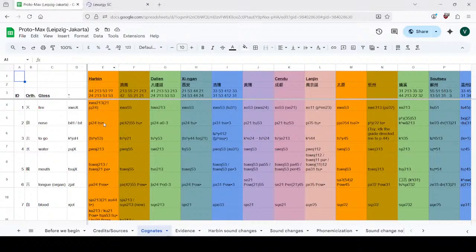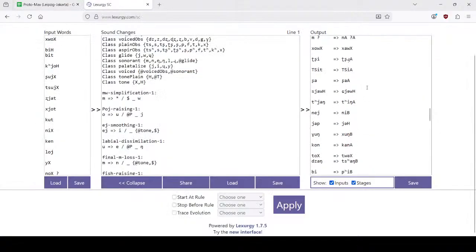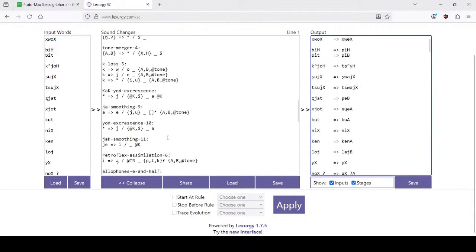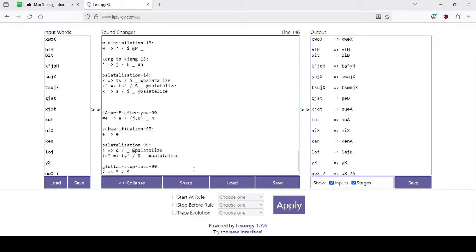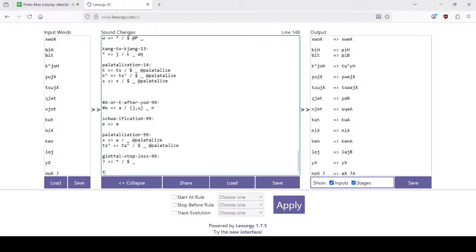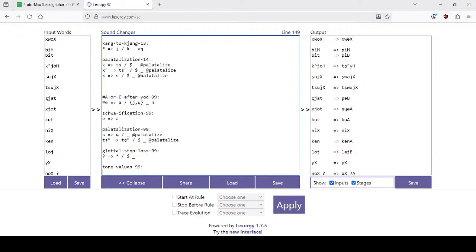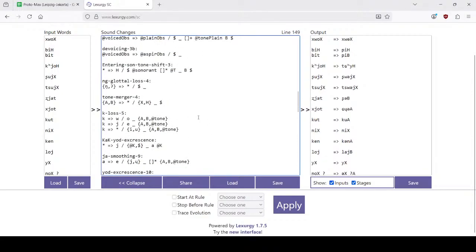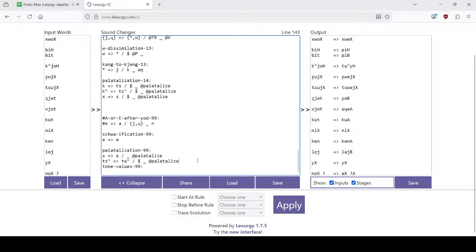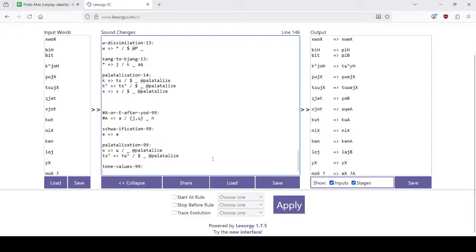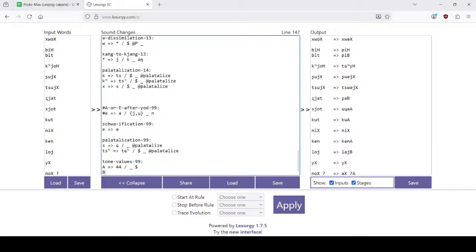Okay. 火 B, 火 and B should be the right ones. Oh, you know what? I should do the tone values. I think we did glottal stop loss way early, so you can go. Tone value is 99. A equals 44. A to 44 at the end. B to, I think, 24 at the end.